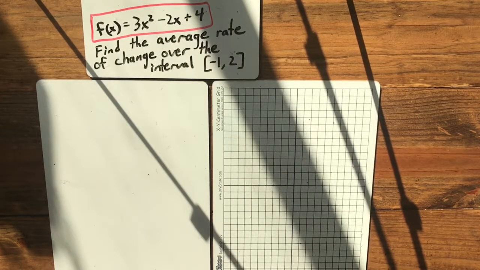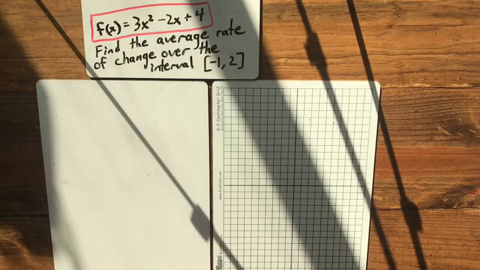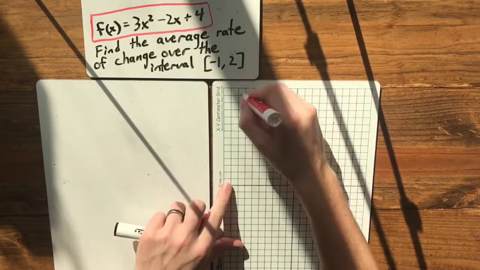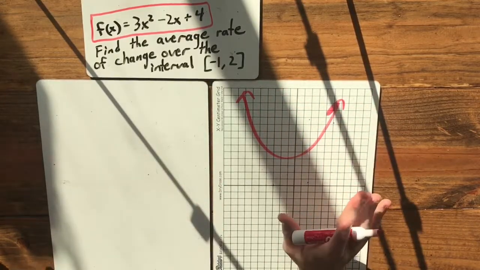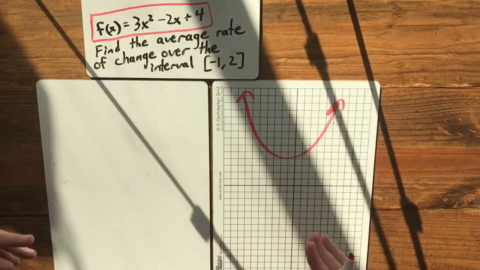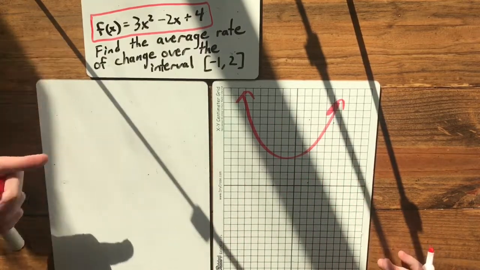So, hopefully the first thought that you have when you hear rate of change and you see this right here, you think, well, that function is a parabola. It looks something like that. Okay, that's not the exact parabola, so don't judge me on that, but it looks something like that as a U shape. We know it is going to be a parabola.